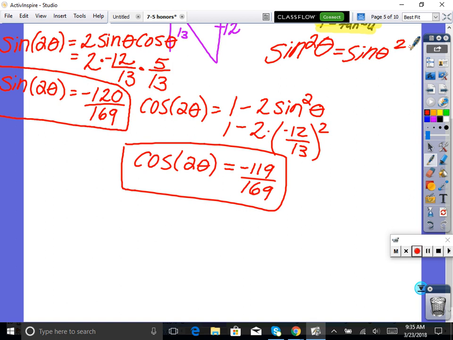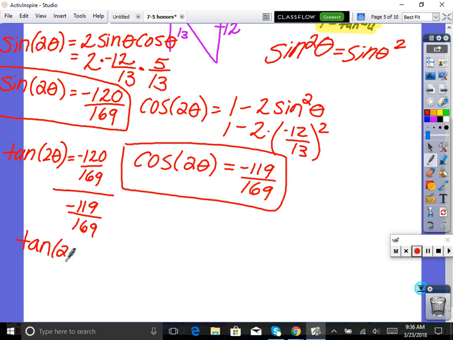Okay, everybody. So we can now say tangent of 2 theta. I'm going to do it the easy way. I'm going to do a sine over cosine. So my sine was negative 120 over 169 divided by negative 119 over 169. Dividing fractions is easy as pi. Flip the second and multiply. So tangent of 2 theta is good, 120 over 119. The negatives divided out. Does everybody see? And the 169's divided out. So that would be our 3 answers.